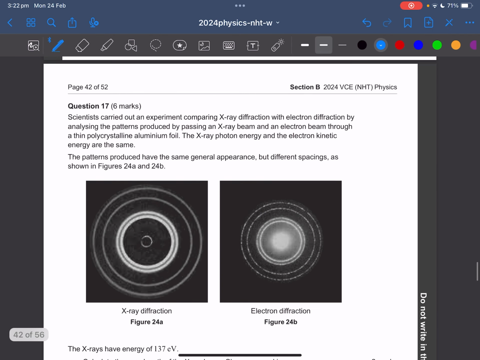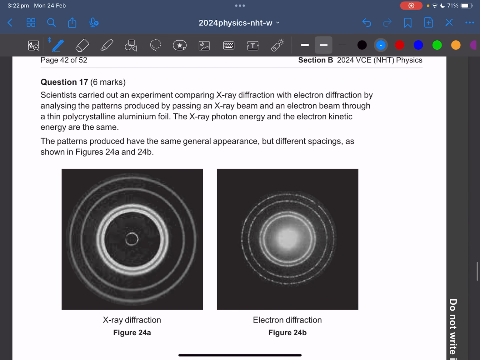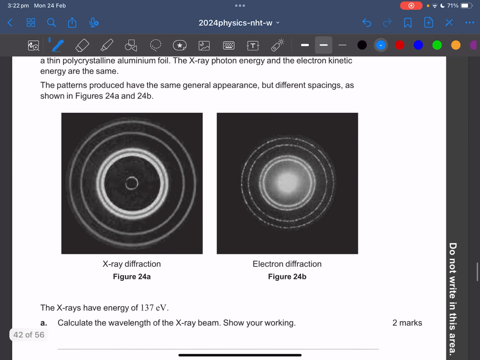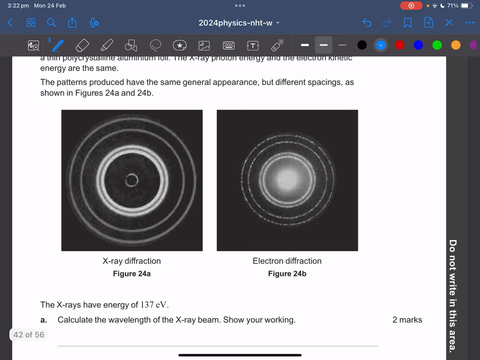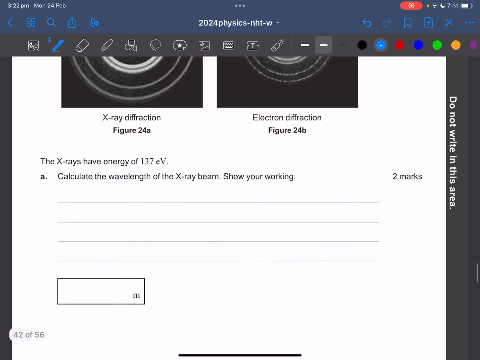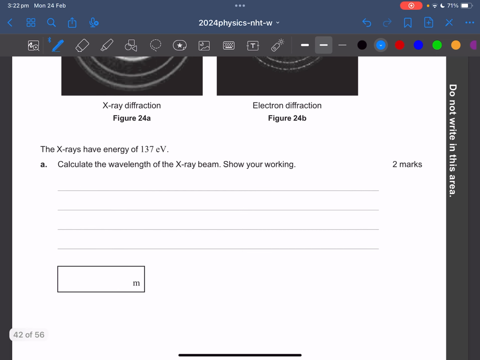Yep. Right. Okay, so scientists carried out an experiment comparing X-ray diffraction with electron diffraction by analyzing the patterns produced by passing an X-ray beam and an electron beam through a thin polycrystalline aluminum foil. The X-ray photon energy and the electron kinetic energy are the same. The patterns produced have the same general appearance but different spacing, as shown in figure 24A and 24B. The X-rays have energy 137 eV. Calculate the wavelength of the X-ray beam, show your working.